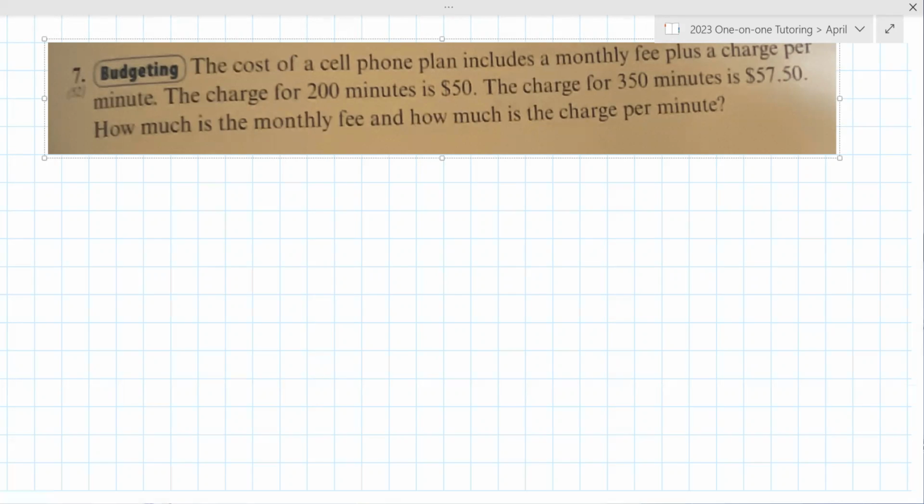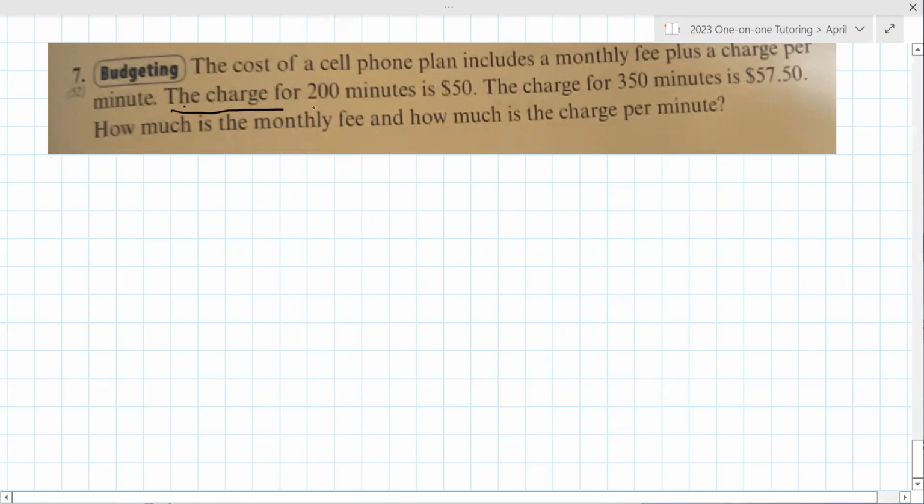So we'll go another 5 minutes here. See if we can get a couple more in here. The cost of a cell phone plan includes a monthly fee plus a charge per minute. Boy, thank goodness we don't have that anymore. So the charge for 200 minutes is 50. The charge for 350 minutes is 57.5. My question for you is, which is the input, which is the output? Is it dollars to minutes or minutes to dollars? Minutes to dollars. That's right. So your input is minutes, your output is dollars, X and Y.